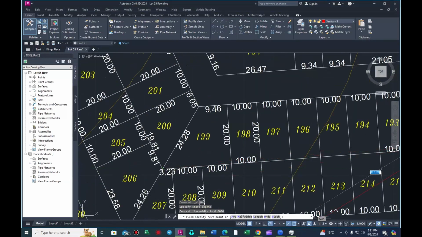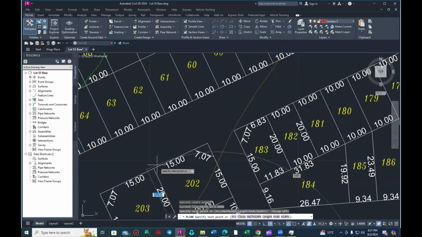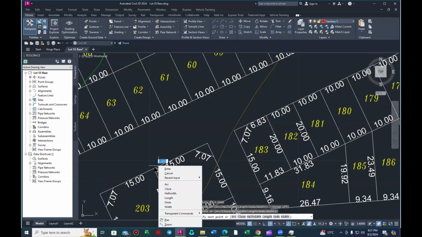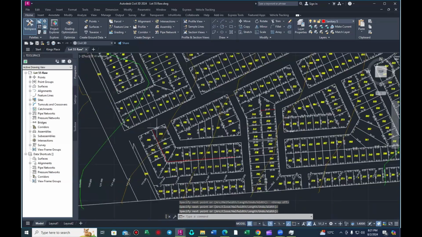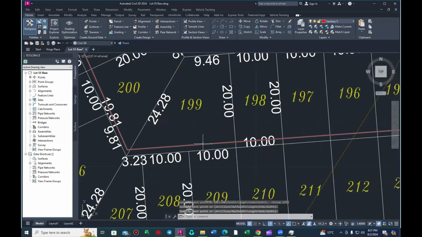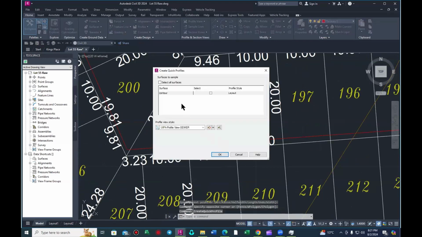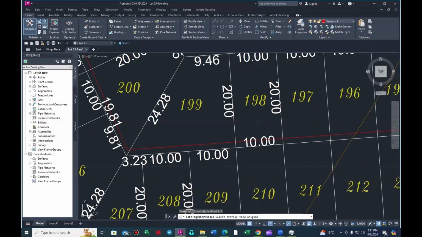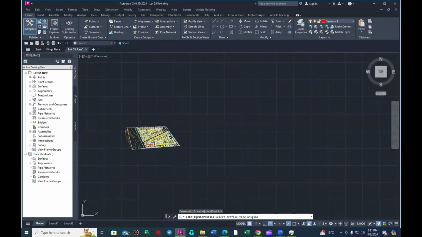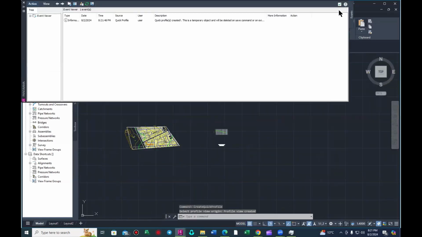Let me turn on my object snap. Then I click there. I'm going to terminate my line there. There you go, enter. So I want to check the terrain of this thing. You click on that polyline, right click, go to quick profile. After you do quick profile, you select the style. I want to talk about that later. Then you click anywhere.